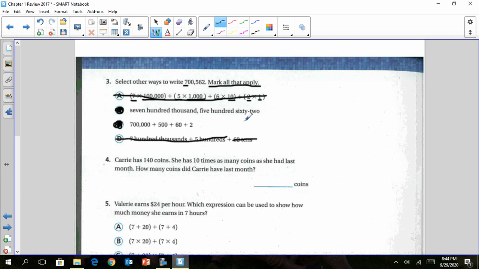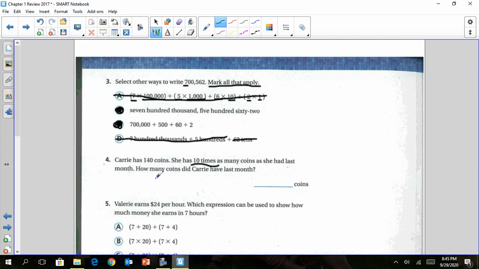Question number 4, Carrie has 140 coins. She has 10 times as many coins as she had last month. How many coins did she have last month? And we have to read that again carefully because a lot of the times we see 10 times as much and we want to multiply that by 10. But it says she currently has 140 coins. That means it is 10 times as much as she had last month. So last month she had less. She had 10 times less last month than she does right now.